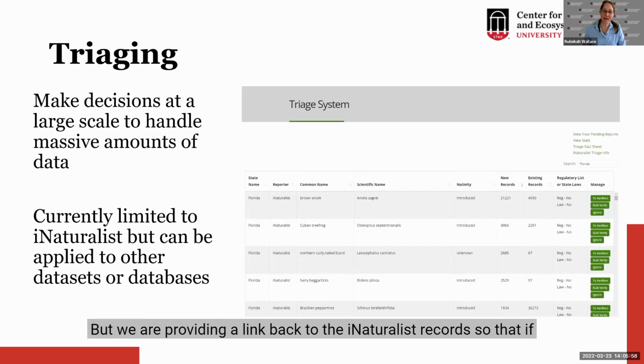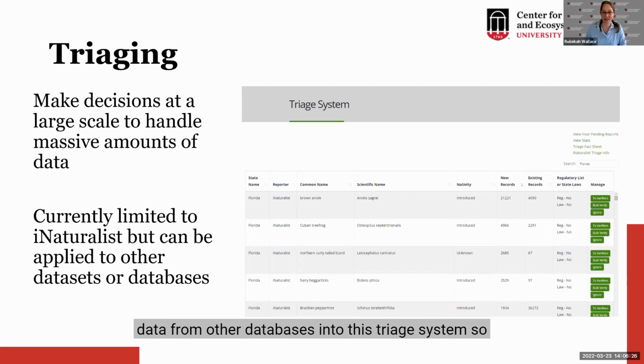But we are providing a link back to the iNaturalist record so that if you need more information or anything that might be associated with the record that you might think does not exist in our database specifically, you can go to the original record in iNaturalist and see that, okay, they took all these extra fields of data that are in whatever type of format. So you can see that, but we are hoping to incorporate data from other databases into this triage system so that we don't put it in the regular upload initially. So if data comes from, say, the Forest Service or the Park Service, it can go in here instead of potentially sending hundreds or thousands of records to a particular individual all at once.